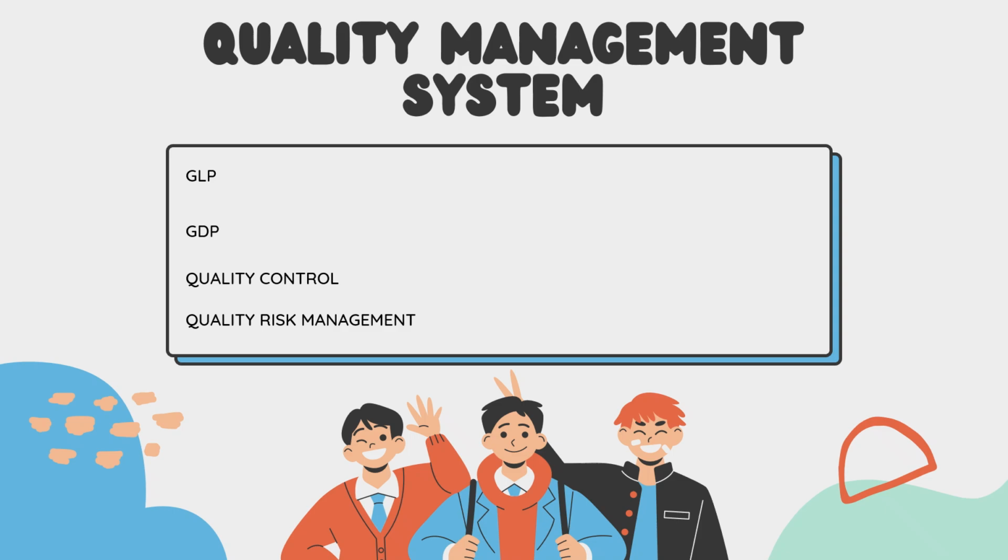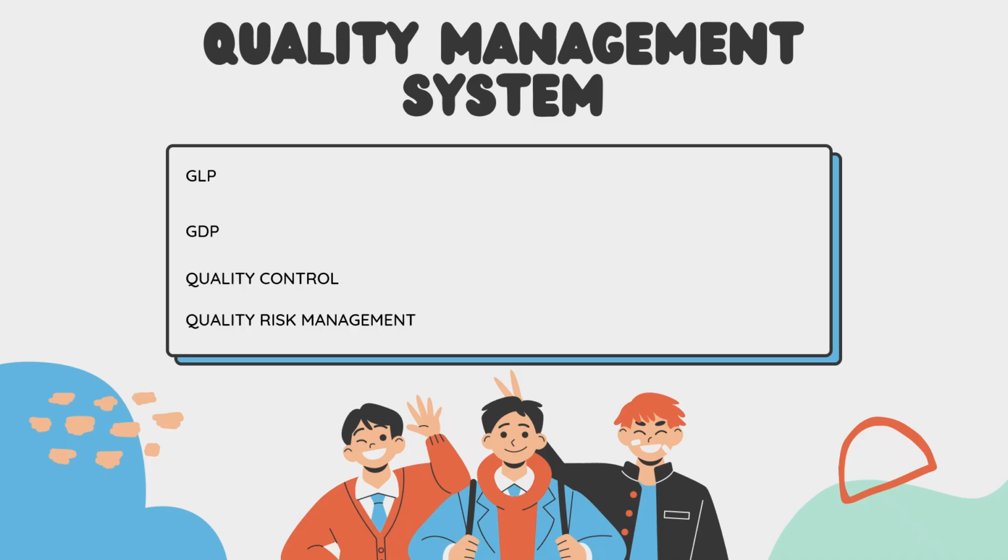Now let's talk about quality control, or QC. QC is the department responsible for testing, from raw materials to packaging, and most importantly, the finished product. Their job is to ensure that what we manufacture actually meets the specifications before we release it to the market. If QA is proactive, QC is confirmatory.